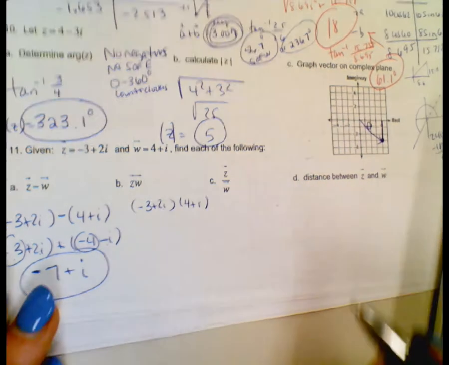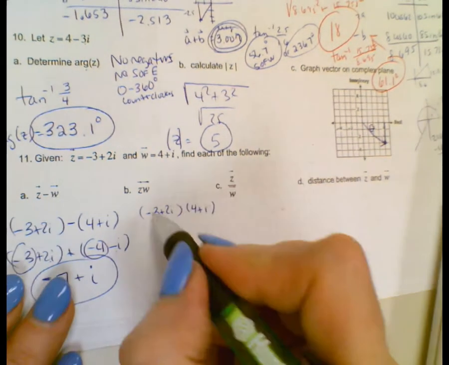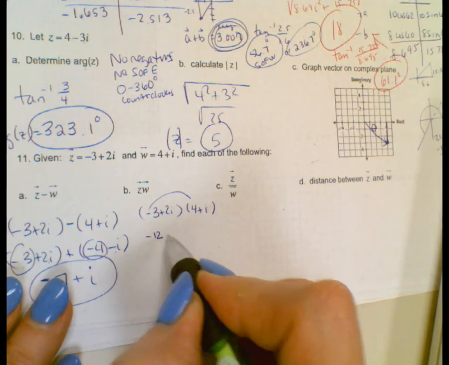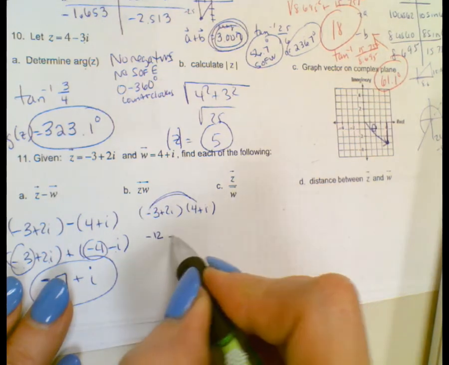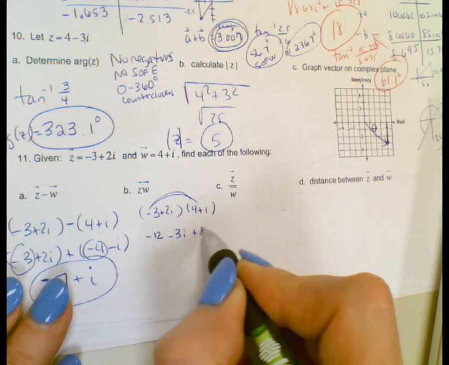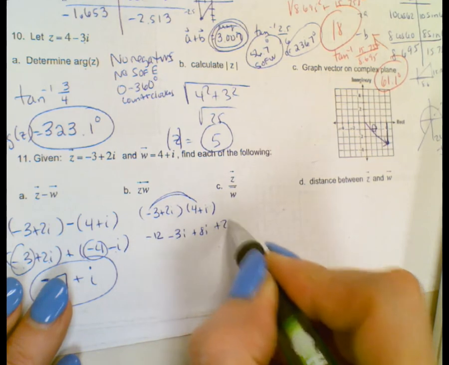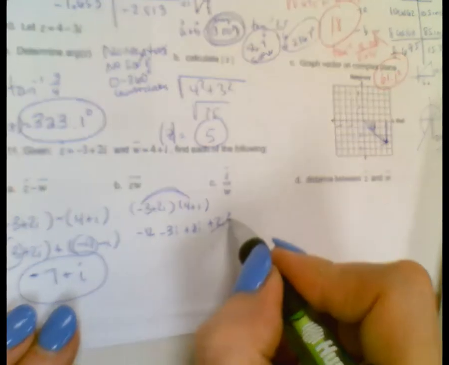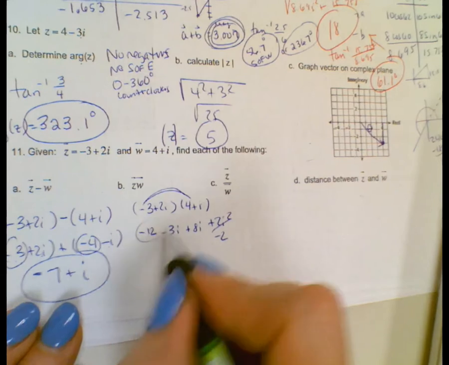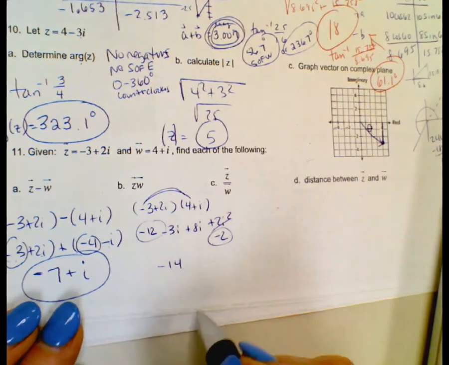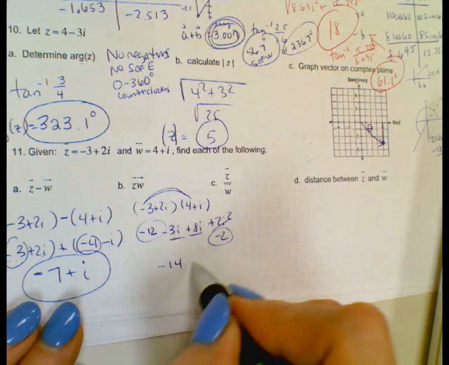Now this is z times w, so we're going to multiply, which means we're going to FOIL. Keep in mind that you can double check any of these on your calculator, but I do want you to show work on the test. So this is negative 12, negative 3i, 8i, and 2i squared, if you do FOIL. So 2i squared is really negative 2.